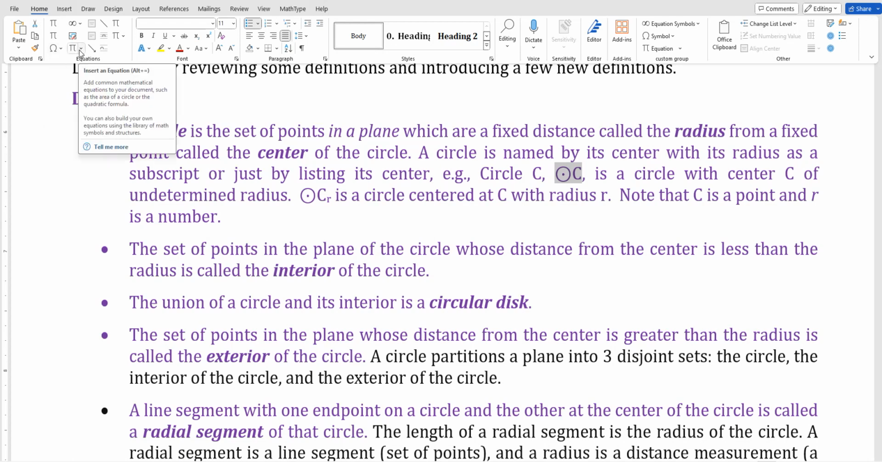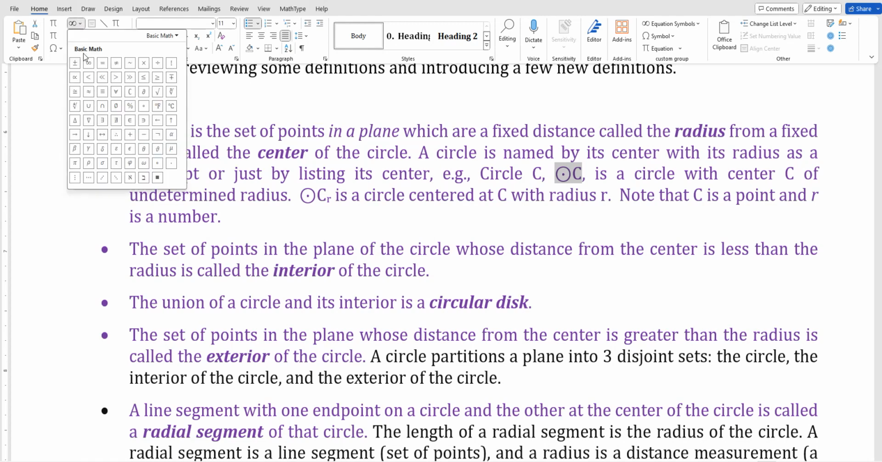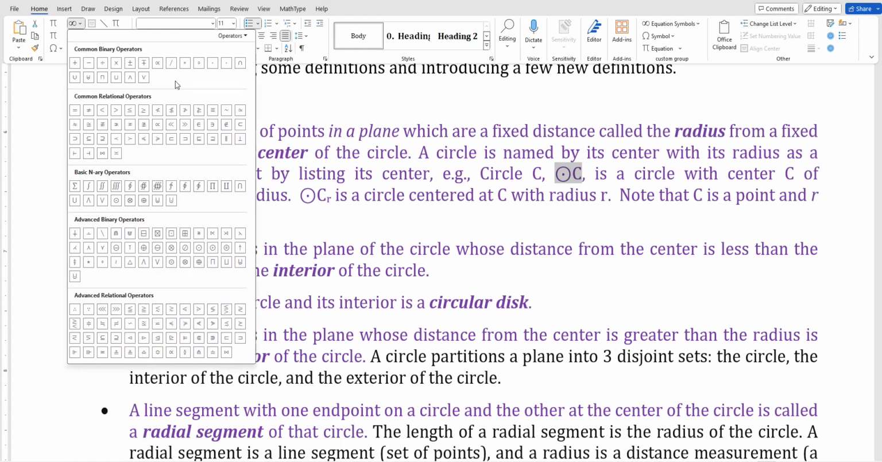symbols. Let's see, here they are. I think it's under operators. I think I'm using that symbol right there, or maybe I was using this one. I'm not really sure what the difference is, maybe in the size, but this one here, I think, is the one I used.